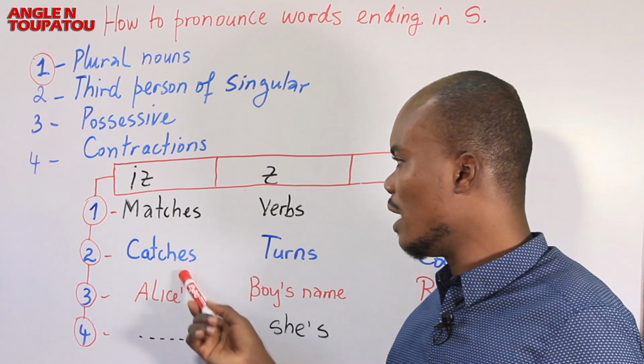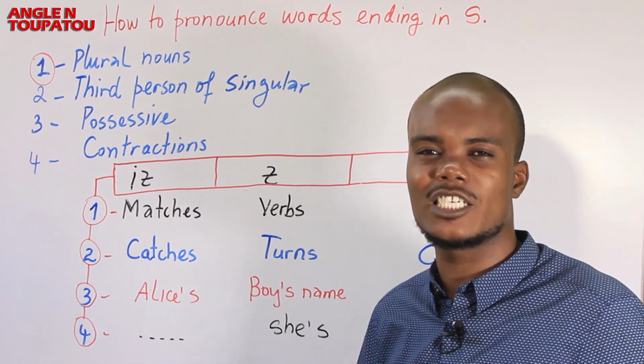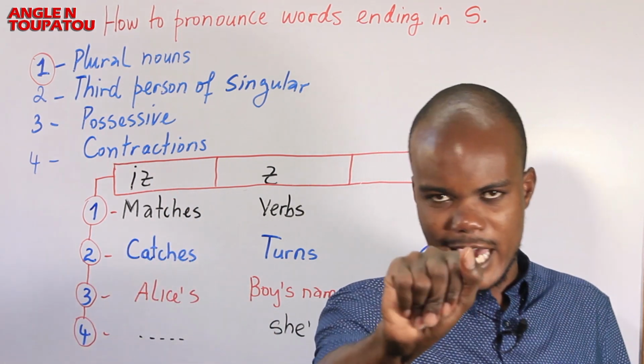For example, like iz, if I have the verb to catch, I catch you, I catch you.